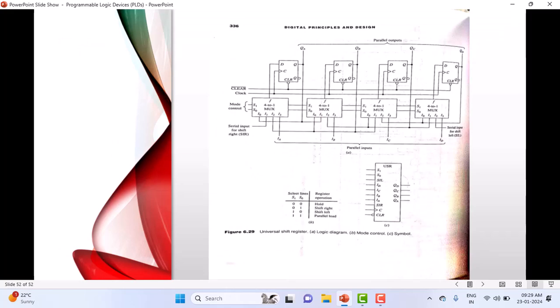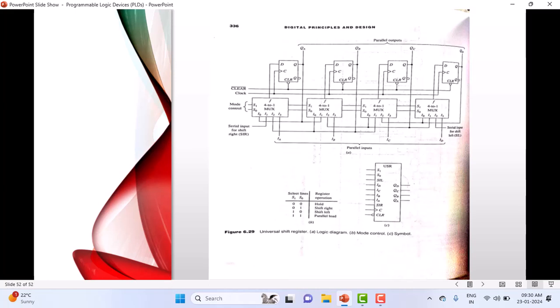This is a bidirectional shift register. What is bidirectional? We can move to the left side, and the left side is the other side of the right side. You can see here there are various signals and notations used, then we come to the operation of this.